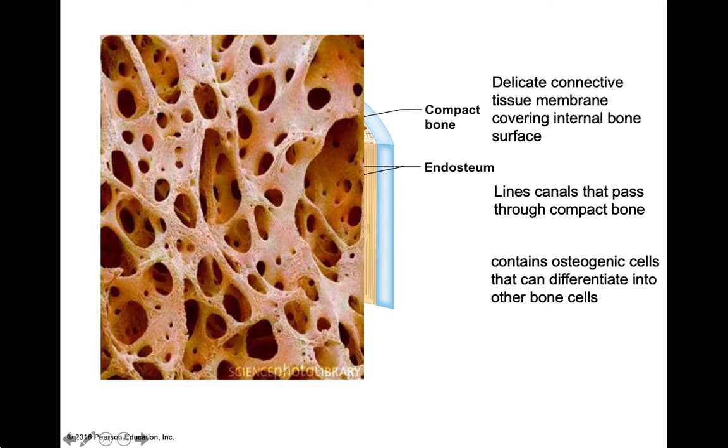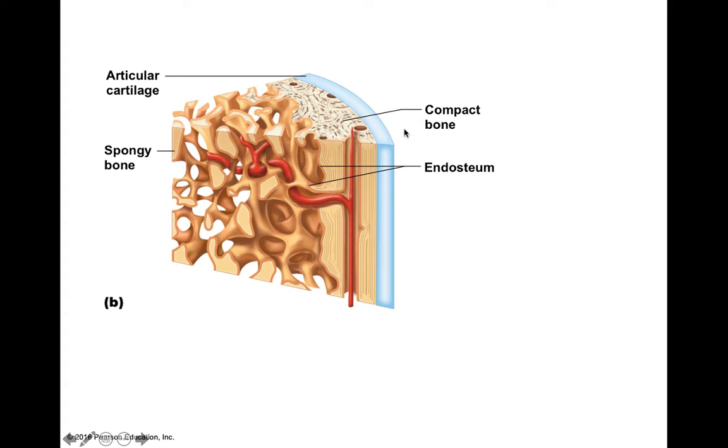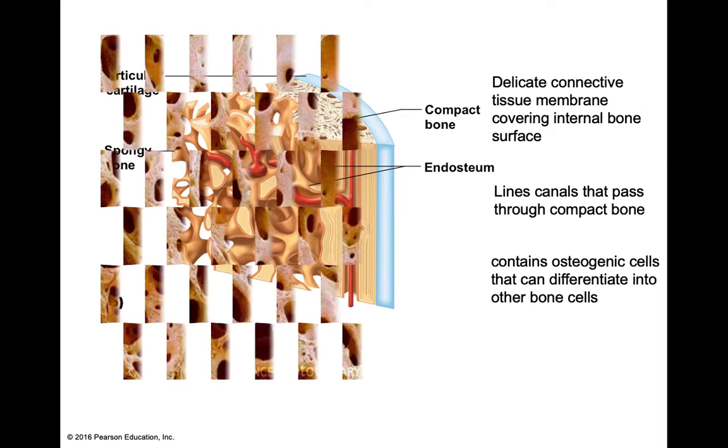That's what that is. So two layers: we have periosteum and endosteum. Periosteum on the outside, a double layer membrane. The endosteum lines the inside of all my trabeculae.